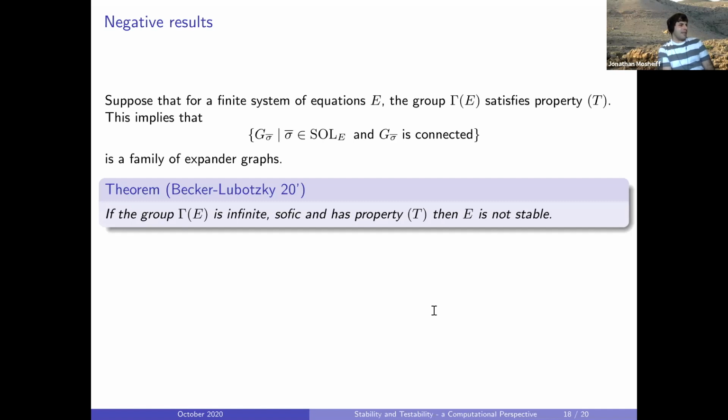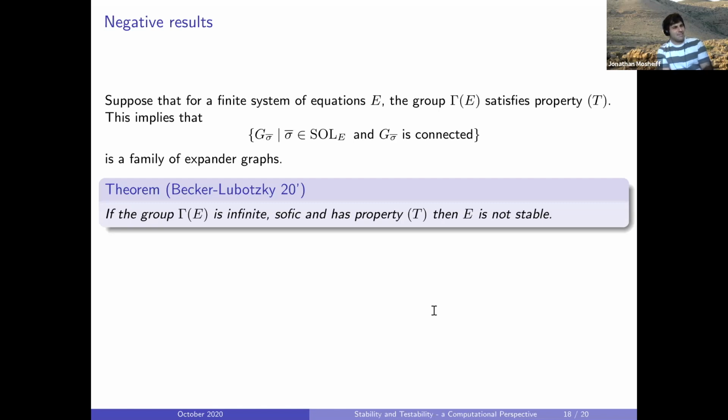Okay, so again, we have a negative result about stability due to Becker and Lubotski that says that if the group associated with E is infinite and Sophic and has property T, then you can think of this as having property T and some pretty easy to satisfy conditions, then in that case, E cannot be stable.